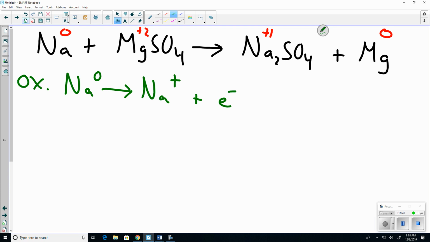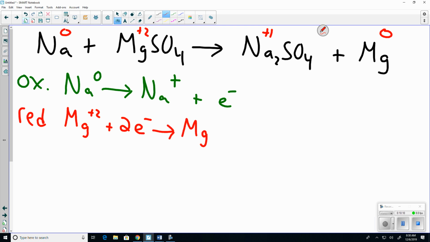I could put a 1 in front of the e, but it's assumed to be 1. So sodium metal loses 1 electron. It becomes sodium plus 1. That means the thing being reduced must be magnesium. Going to go from +2 to 0.